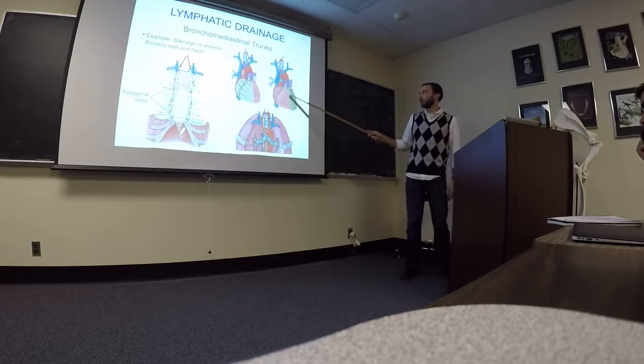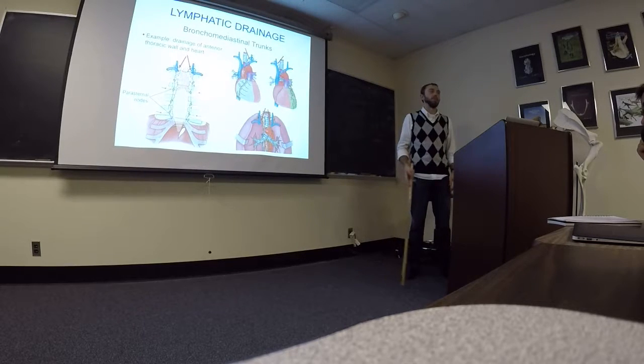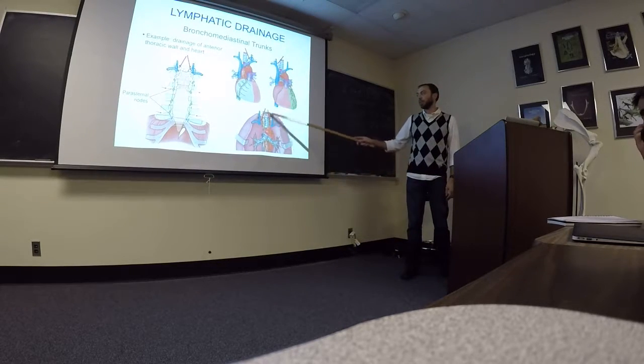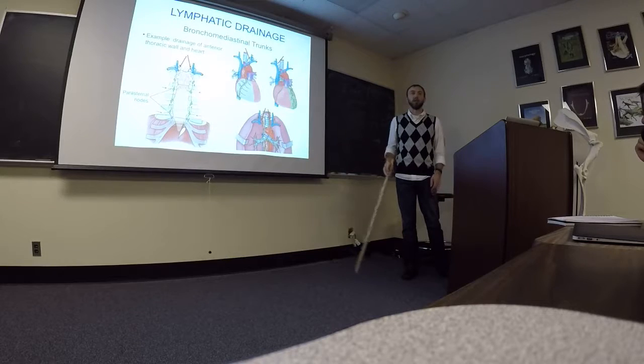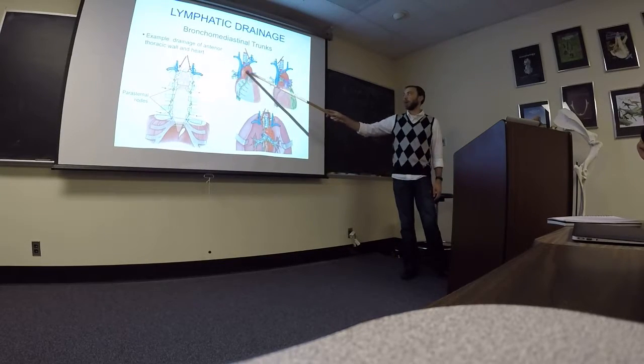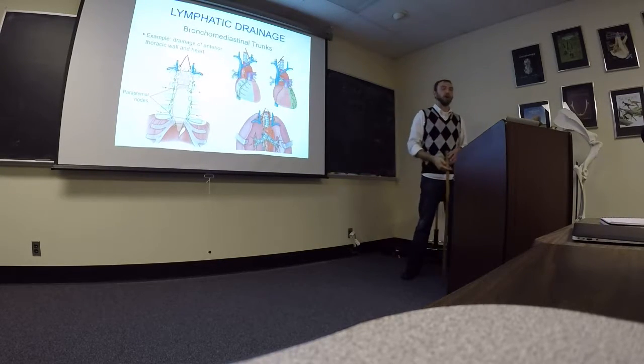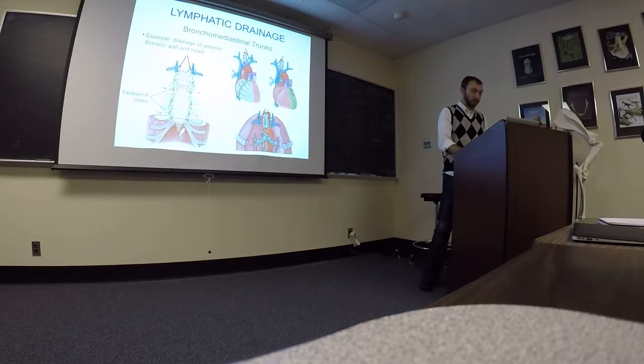So there's a series of different paths that lymph can take from different parts of the heart. Either it can jump onto the trachea and the bronchi, or it can sort of ride up the aorta to get to our bronchomediastinal trunk on the left side.